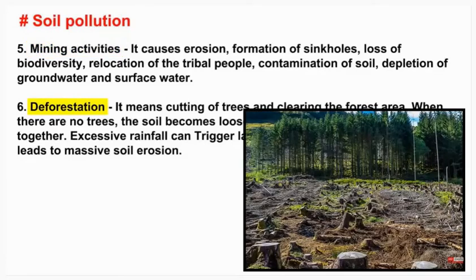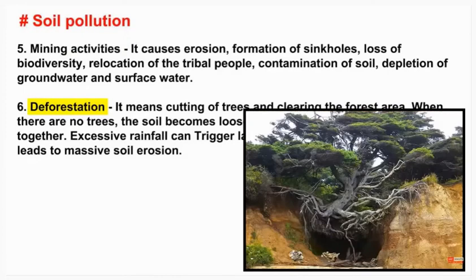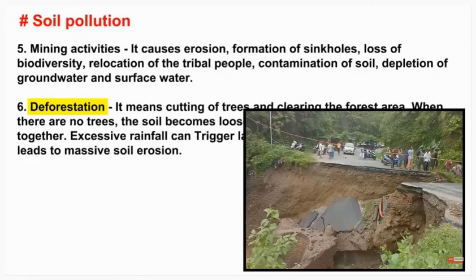Deforestation means cutting of trees and clearing the forest area. When there are no trees, the soil becomes loose. It is the tree that holds the soil together. Excessive rainfall can trigger landslides and mudslides, which then lead to massive soil erosion.